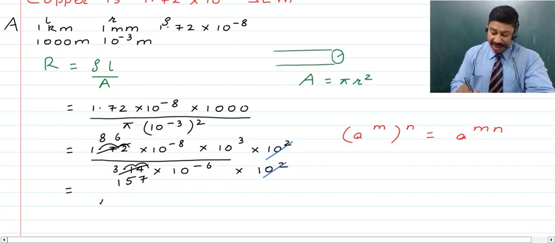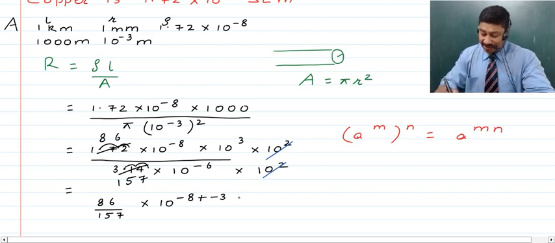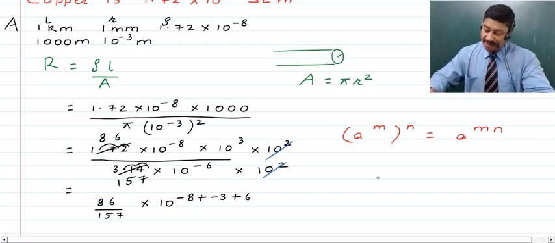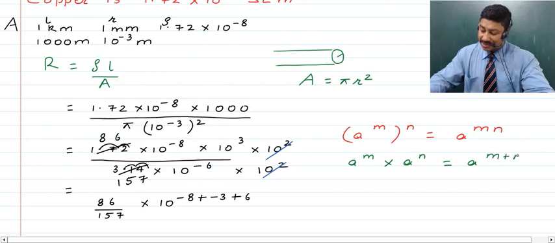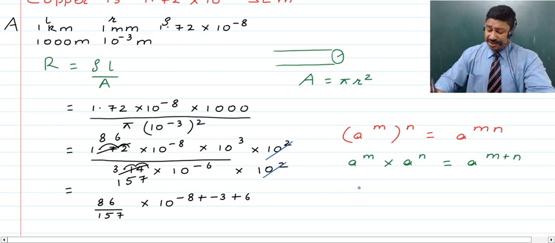So here further we have 86 divided by 157, and if we talk about the powers of 10, we have 10 raised to the power minus 8 plus minus 3, and further we have plus 6. Now how did this happen? I'll quickly tell you again. Now if we talk about some a raised to the power m, which is multiplied with a raised to the power n, then that becomes equal to a raised to the power m plus n, right? This is another rule of indices that we have. Further, if we have some a raised to the power minus m, then that can be written as 1 upon a raised to the power m.